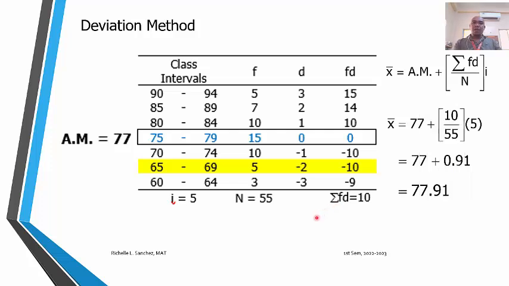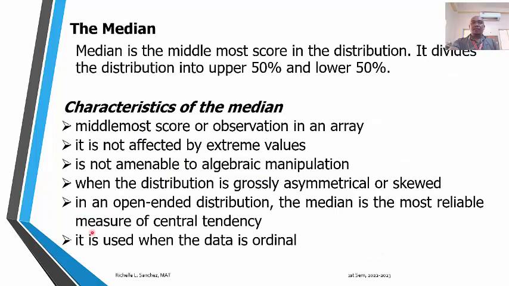Now we compute our mean using the midpoint method. So these are the two ways of computing the mean: by means of the division method, and another one by means of the midpoint method.